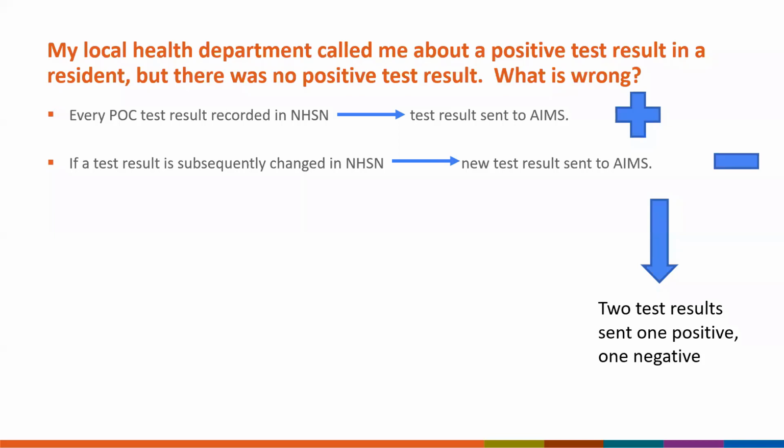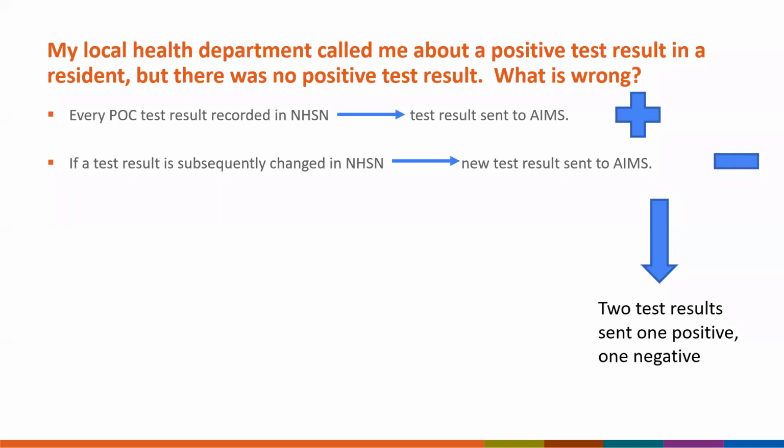They may call your facility and say, oh, I have Mr. Jones' positive test result. Currently in NHSN, there's no way for your facility to see that your test result was actually modified or changed by someone in your facility. All you have is the final test result for that person for that date, which is a negative. This is something that will probably be changing.